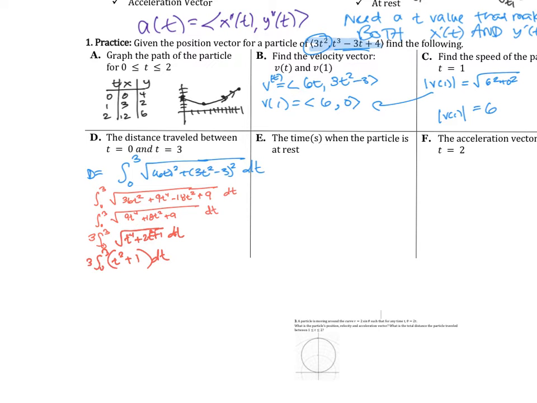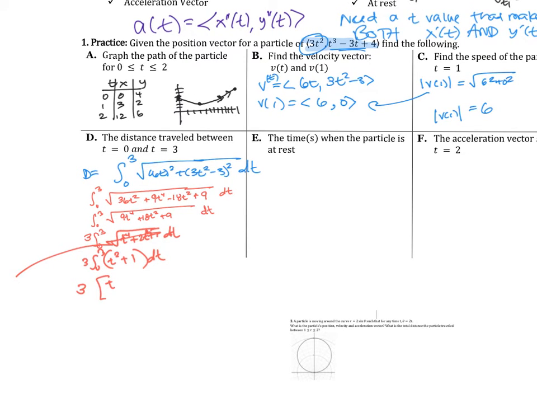Pause the video if you need to see that. You can factor this. And then that's going to simplify. So now we can just apply the power rule. So this is going to become t to the 3rd over 3 plus t, evaluated from 0 to 3. So 3 times 27 over 3 plus 3 minus 0. And that's going to give us 36. So pause the video if you need more time, but I do think it's good practice for you to work through that by hand.